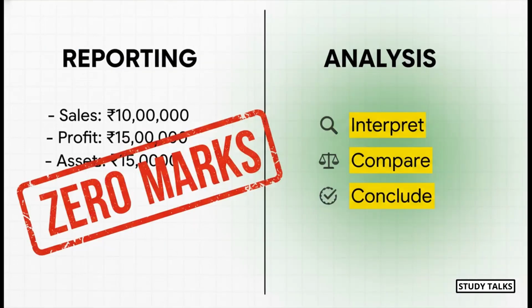Now, listen up, because this is the number one trap where students lose marks. The first instinct is to just start writing. Well, the company's sales are 10 lakhs, the profit is 1 lakh, and total assets are 15 lakhs. Let me be very clear. That is not analysis. That's just reporting what's already there. And in the ICAI exams, reporting gets you a big fat 0. You have to interpret, you have to compare, and you have to conclude.